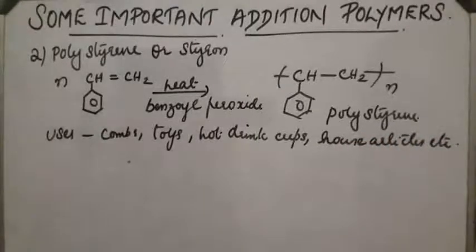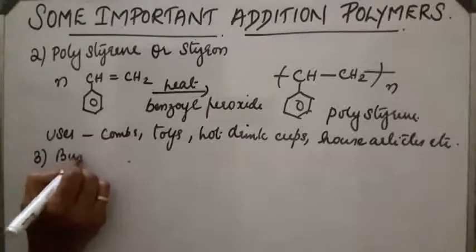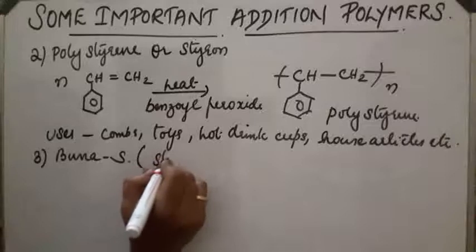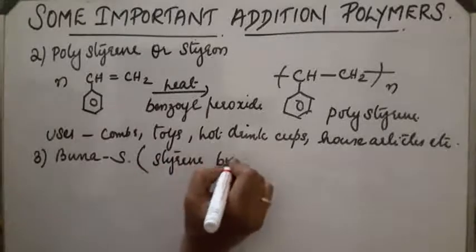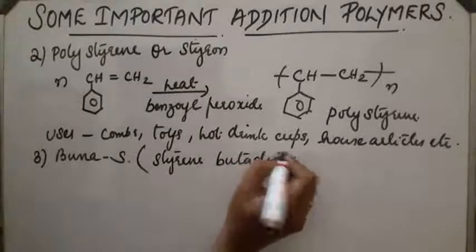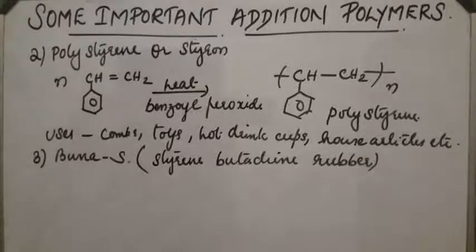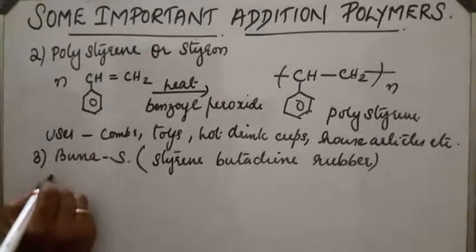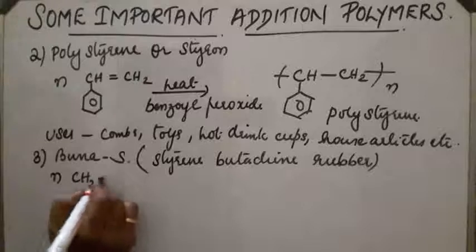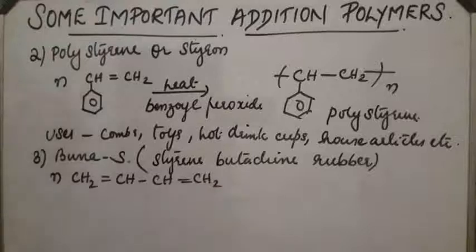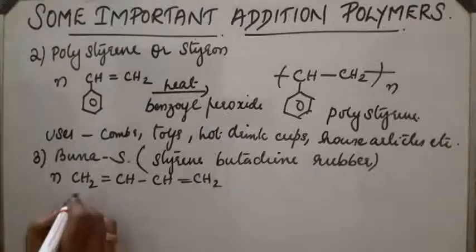Okay. Now, the third one is Buna-S. Styrene butadiene rubber. This is a copolymer because it is obtained by the copolymerization of styrene and butadiene, in the ratio 1:3. Butadiene is this one, 1,3-butadiene.